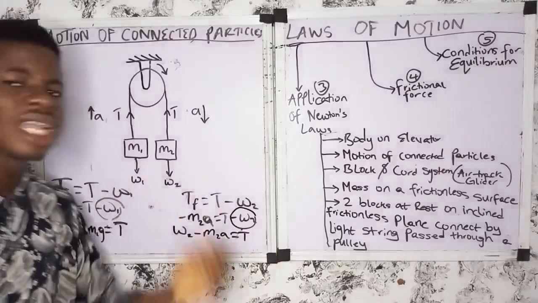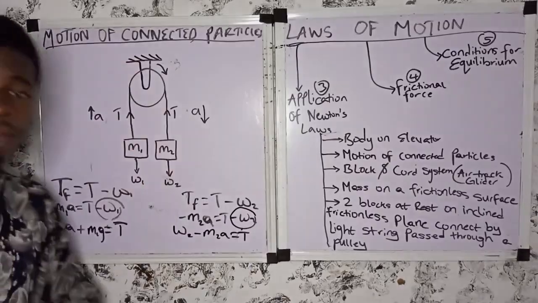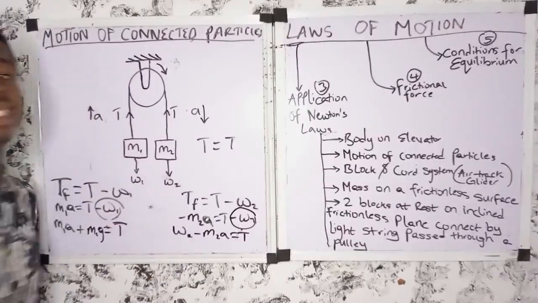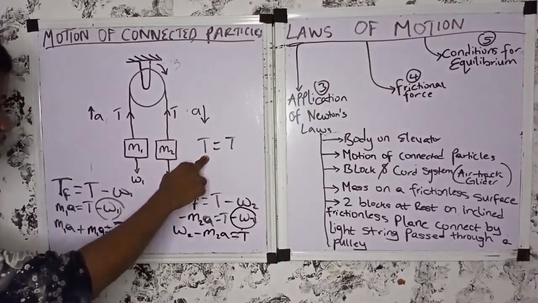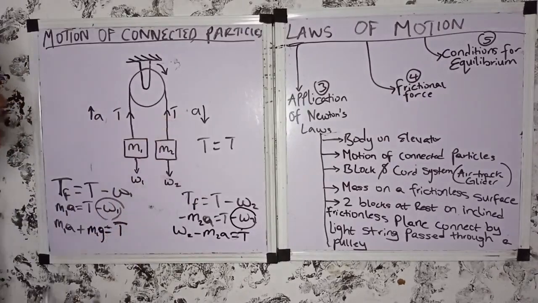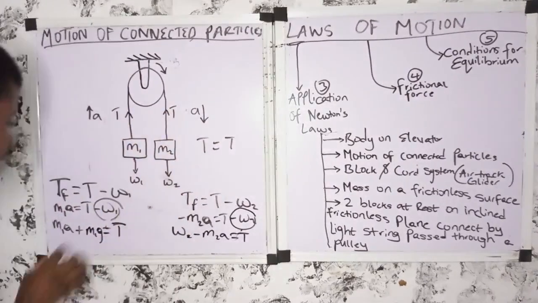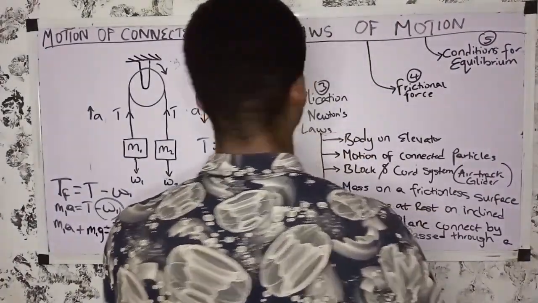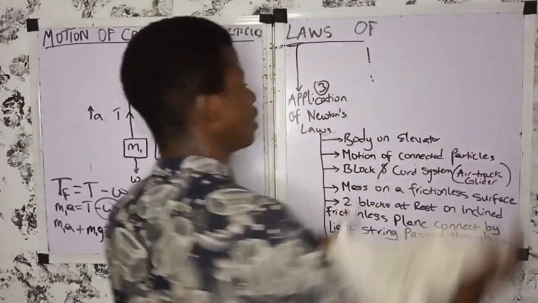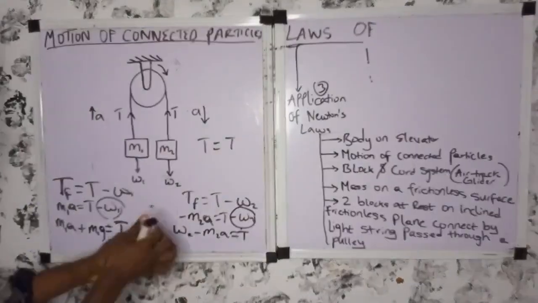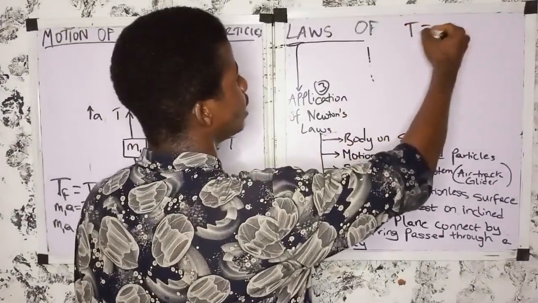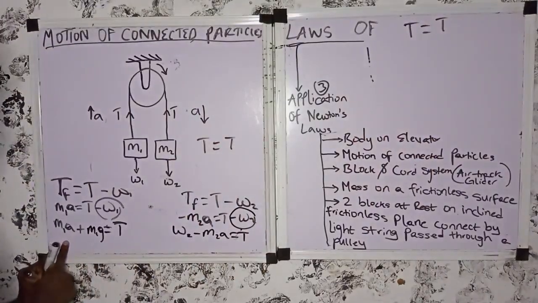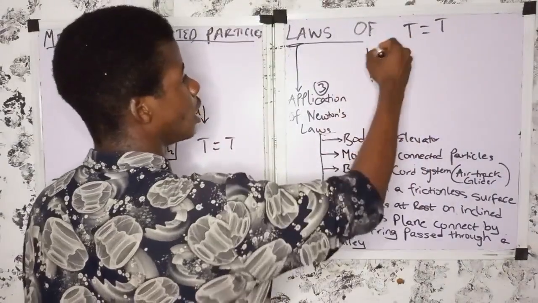Now, what did I tell you guys? I told you that in motion of connected particles, their tensions are the same. Tension acting on this one and this one is the same, right? Tension here is the same as tension here. So since the tension in M1 is equal to tension in M2, now what is tension? The tension acting on M1 is M1A plus M1G.